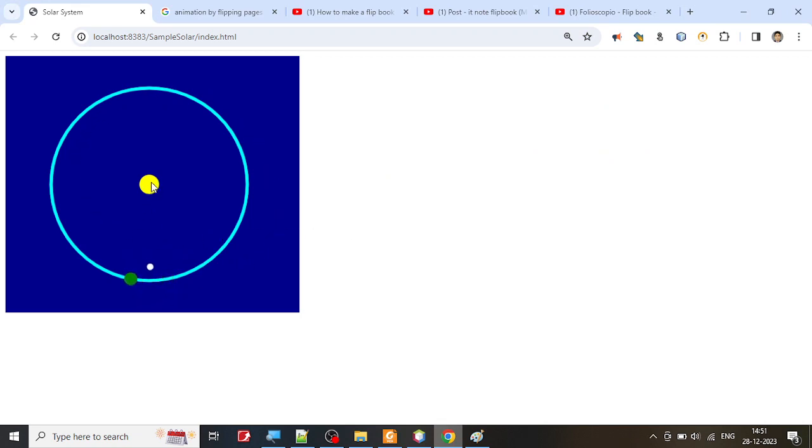We are going to have the sun in the middle and the earth rotating around the sun, and the moon will revolve around the earth. This is what we are supposed to create. So let's go ahead and create the application.